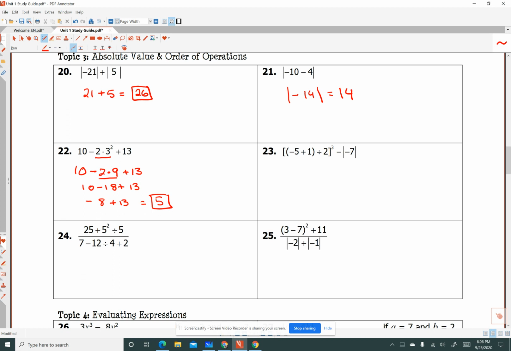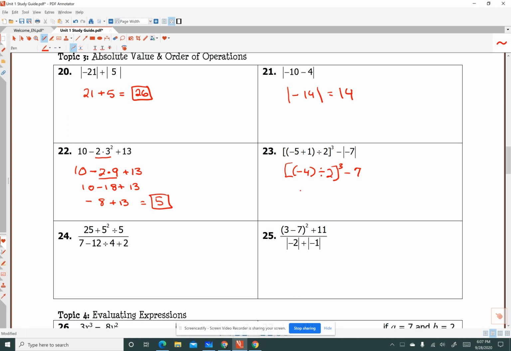Okay, now we start from the inside and work our way out. So we have negative 5 plus 1. So that is going to be our negative 4. Divided by 2. All of that. Whoops, forgot to put my 2. Let's fix that. Okay, and there's my bar. All that raised to the power of 3 minus 7.